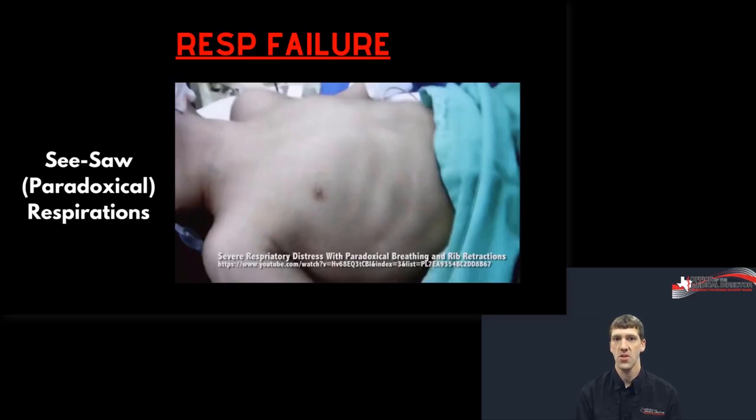Here's an example of seesaw breathing in older children. This is a child who is in respiratory failure from asthma. They're basically prepping to intubate this patient in this video.